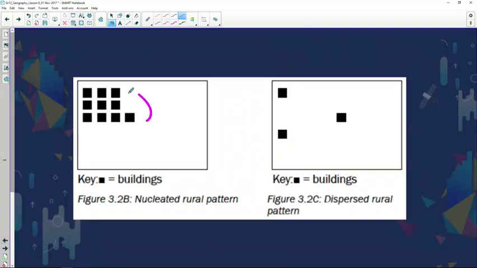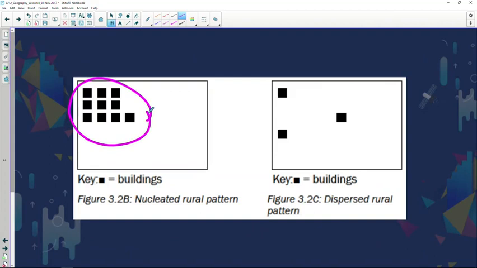Now, we've got two different sets of patterns in rural settlements. We've got dispersed patterns and nucleated patterns. Now, if you think of nucleated, as you can see, they are stacked together. So many farmers decide to live closer to one another. And we get dispersed patterns where the farmers live very far from one another.